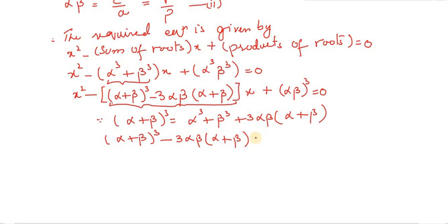So the value of alpha cube plus beta cube is equal to alpha plus beta whole cube minus 3 alpha beta alpha plus beta. This formula we use many times in these types of questions. And we know the values of the sum of the roots and the product of the roots. Alpha plus beta is equal to minus q upon p from the given equation in the question, and the value of alpha beta we find is r upon p.